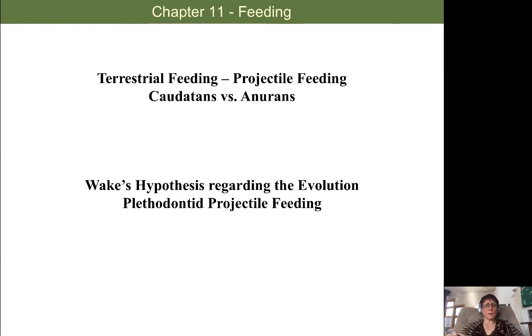The first one has to do with comparing and contrasting projectile feeding in salamanders versus frogs and how it's done. And the second point has to do with Wake's hypothesis regarding the evolution of plethodontid projectile feeding.